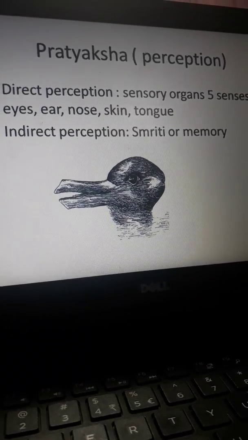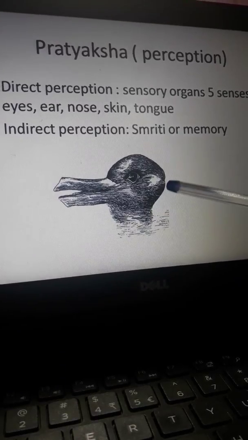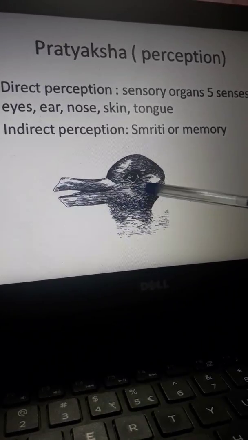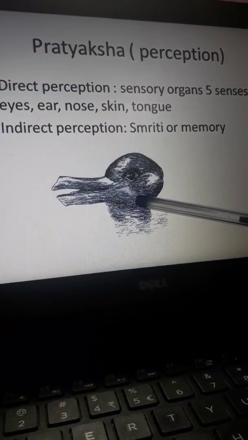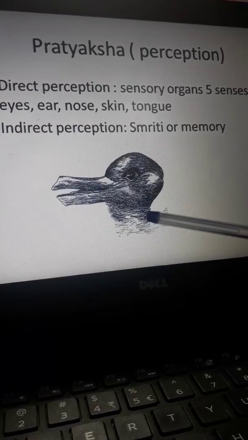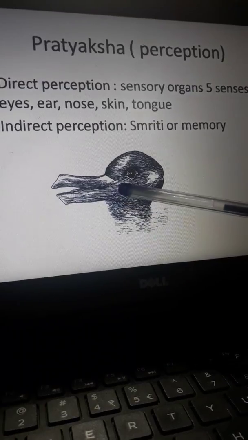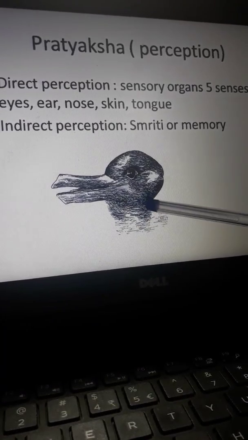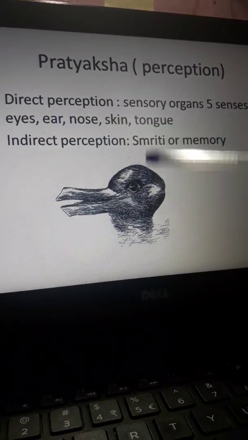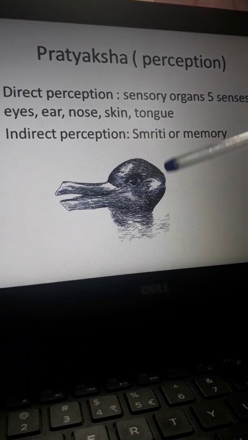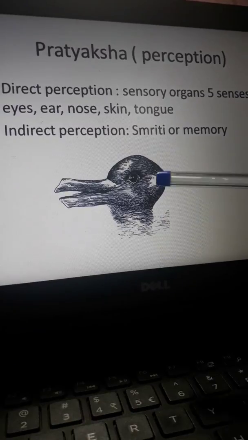So in this picture, the knowledge given by this picture is acquired through our perception. Maybe somebody sees this as a rabbit, or somebody sees it as a duck. So this perception is used by means of these 5 senses. With the eyes, we see the picture, so by seeing this picture we take in what the picture means.